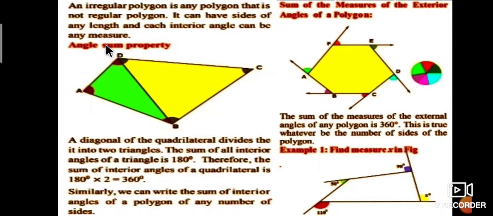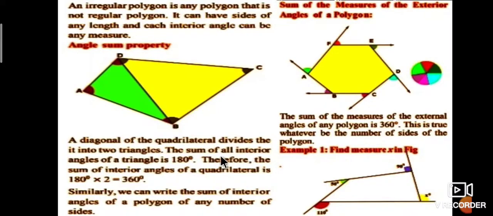Any irregular polygon is any polygon that is not a regular polygon. It can have sides of any length and each interior angle can be any measure. Angle sum property: a diagonal of the quadrilateral divides the quadrilateral into two triangles.